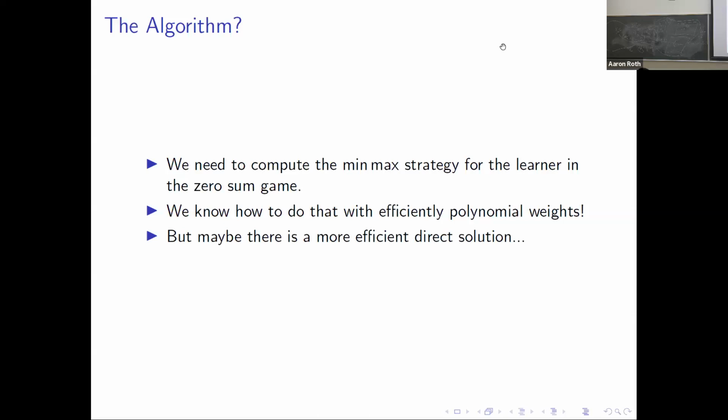But in this case, there's actually a more efficient direct solution. The equilibrium strategy has a very simple closed form, it turns out. So by thinking about the equilibrium structure of this game, we can come up with a concrete combinatorial algorithm to solve this learning problem.